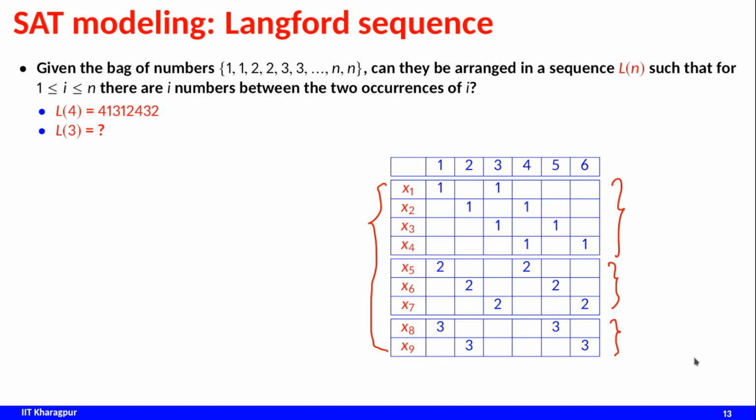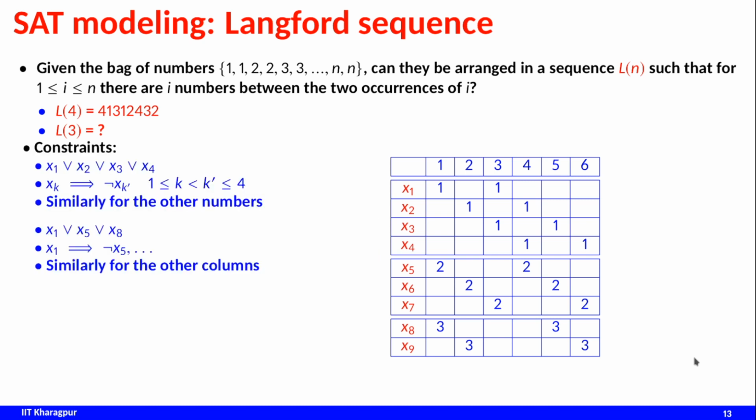Now we have to write the satisfiability constraints. One thing is easy: if we look into x1, x2, x3, x4, then one of them should be true. Not all of them will be true. Exactly one of them has to be true. So that is one of the requirements. So I can say x1 or x2 or x3 or x4, this clause should be satisfied.